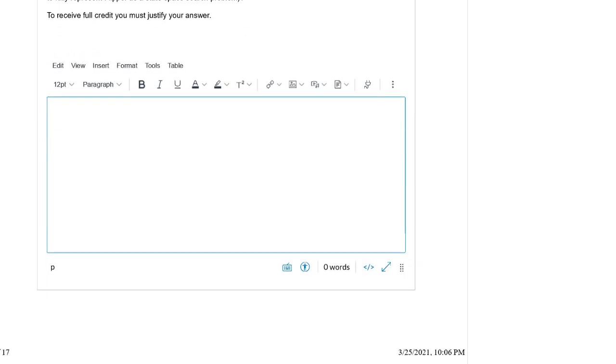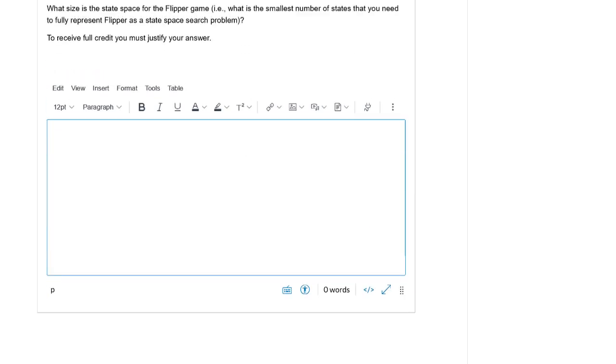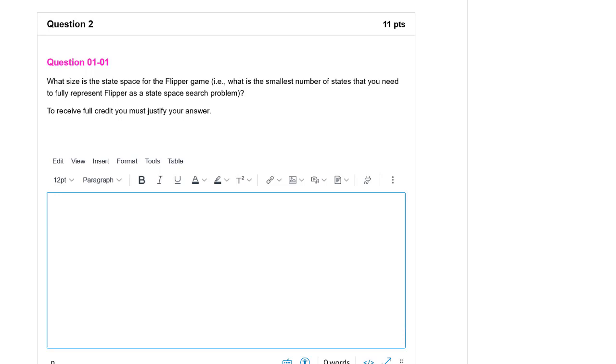So here's the first question, which is, what size is the state space for the Flipper game? What's the smallest number of states you need to fully represent Flipper as a state space search problem? And you actually had to justify your answer.